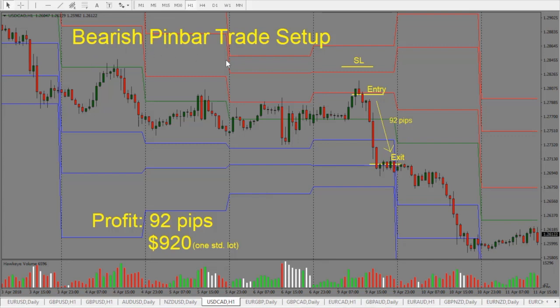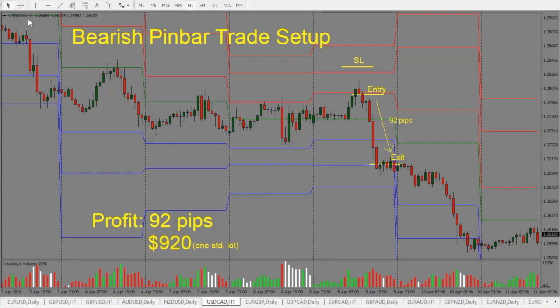Today, we'll take a look at a pin bar trade setup. This is one of the easiest trade setups to identify because we are only looking at one candlestick. So let's go on to the charts and we'll take a look at what a pin bar looks like, where to enter the trade, where to place our stop loss, and as always, how to exit the trade with a profit. Here we are looking at a bearish pin bar trade setup.